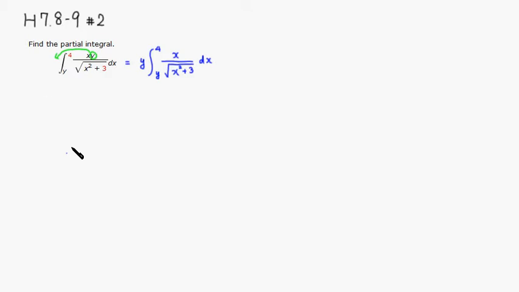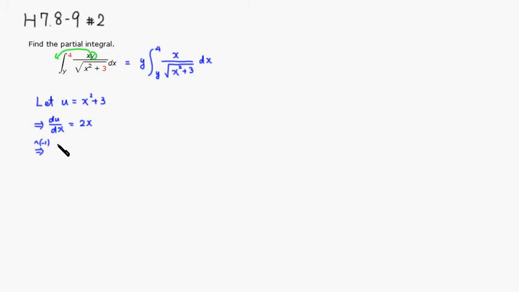Then we can do a substitution. Let u be x squared plus 3. Then we take the derivative of u with respect to x. We get 2x, and take the reciprocal of both sides.